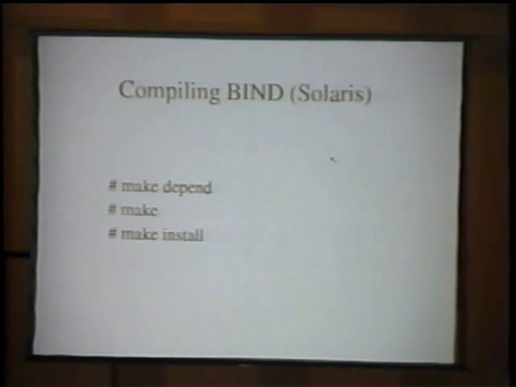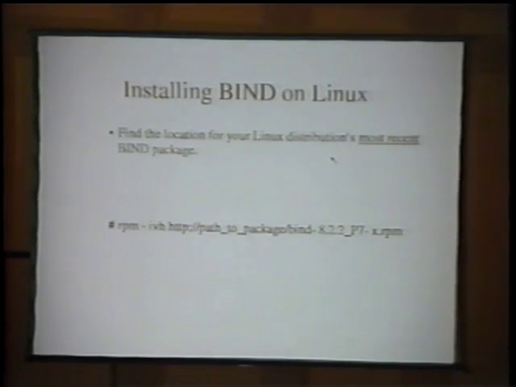Fairly similar to what you're used to. It would be nice if they auto-comped it, but they didn't for BIND. Okay. On Linux, this can be a lot easier, right? You just go to the site where your distribution stores all their RPMs and download the right one. When this particular set of slides in the talk was written, the right one was 8.2.2-P7.